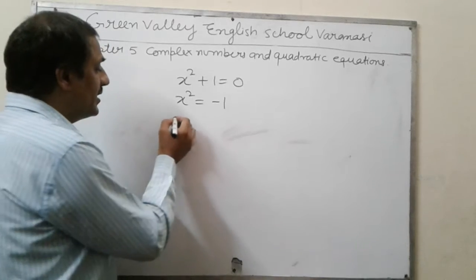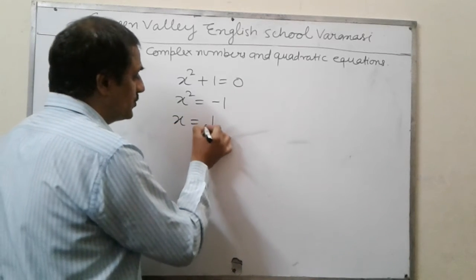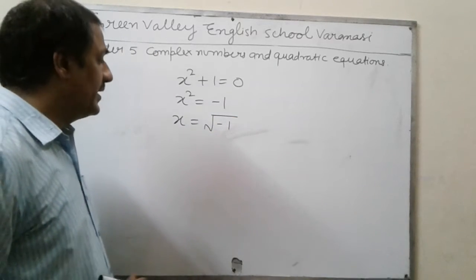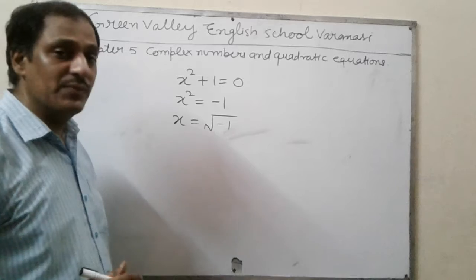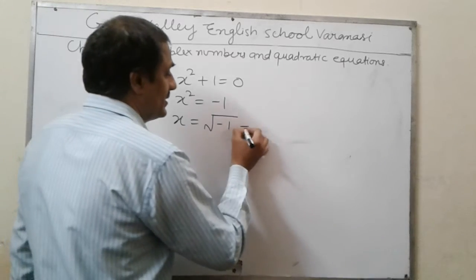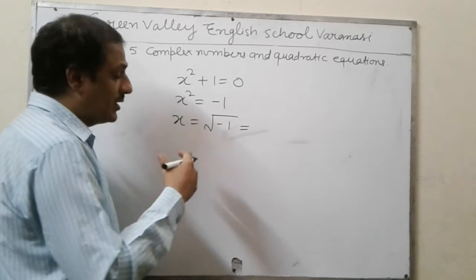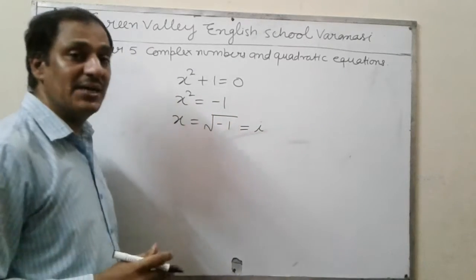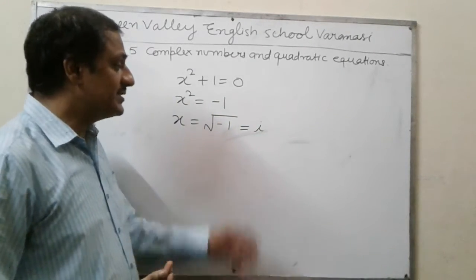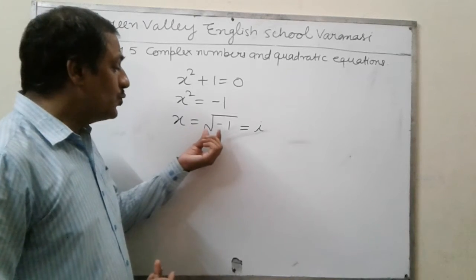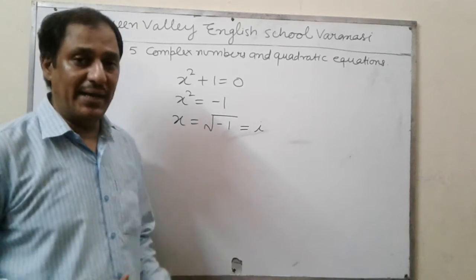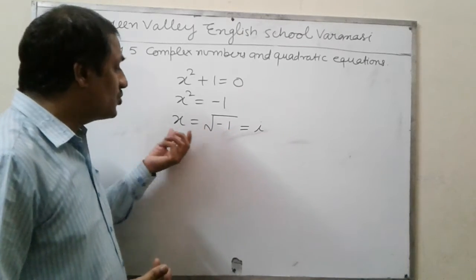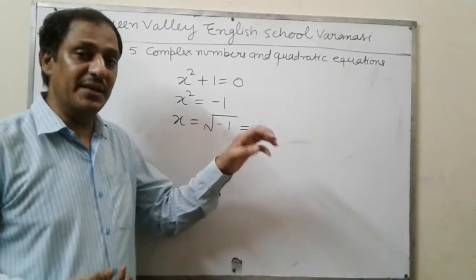So here we can write x is equal to under root minus 1. In place of under root minus 1, I am giving a symbol i. Here i is the iota. Here root minus 1 is equal to i. Here i represents an imaginary number. Here x is not a real number, x is an imaginary number.